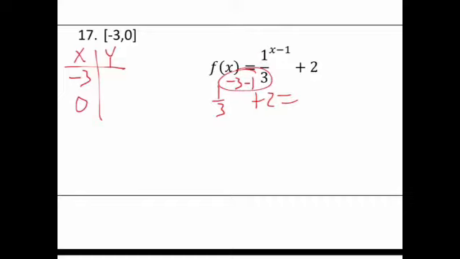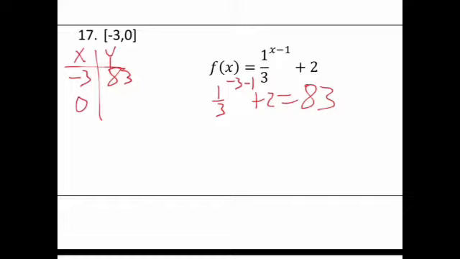-3 minus 1 is -4. 1/3 to the -4th power is the same thing as 3 to the +4th power, which is 81. And when you add the 2, you're going to get 83. You can plug that right into your calculator to double check me if you want.